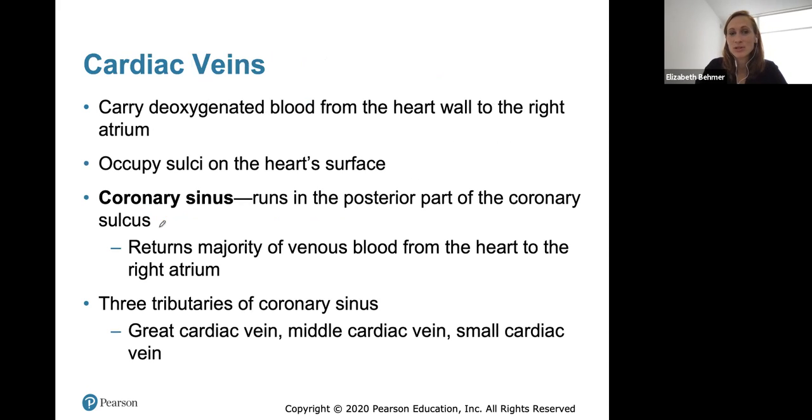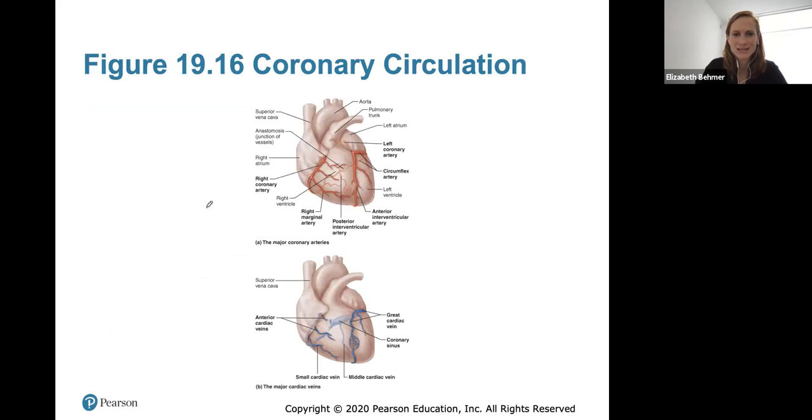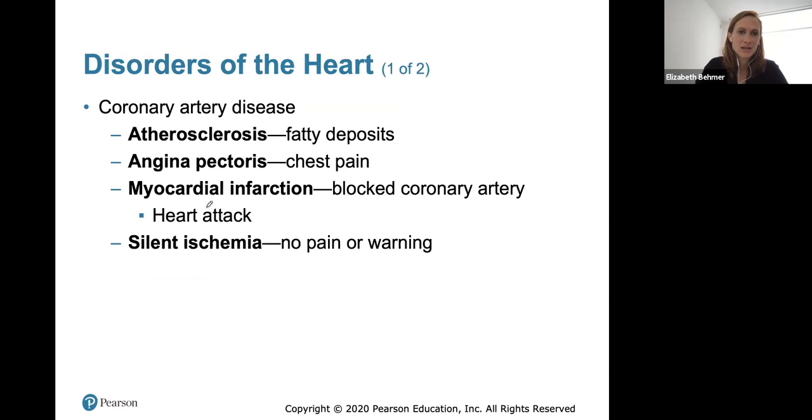Cardiac veins. So these are veins that will carry deoxygenated blood from the heart wall to the right atrium. They'll all drain into the coronary sinus, which will drain all the blood into the right atrium. You can see the main tributaries of the veins that drain into the coronary sinus. So here's coronary circulation, arteries and veins of the heart.